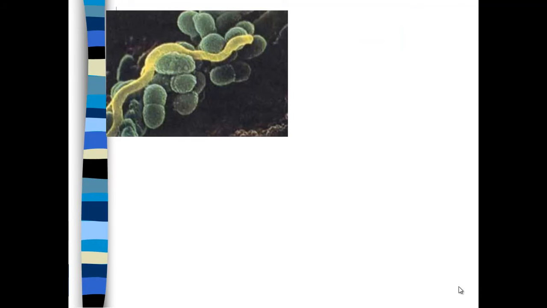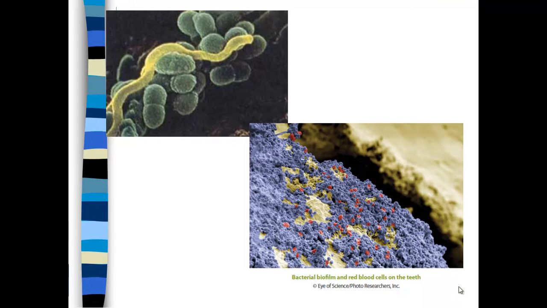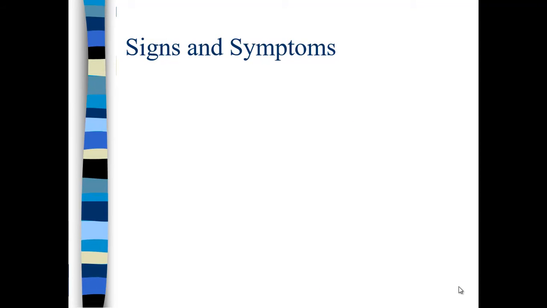Okay, and here's a mixed infection. You can see that there's some sort of pseudococcus there, and then there's a spiral bacteria that looks like a spirochete. And so you've got two different bacteria in the same infection site. This is dental caries, and you can see the blue is actually bacteria that have been stained blue, and then the red blood cells are on the teeth, and those appear obviously in red.